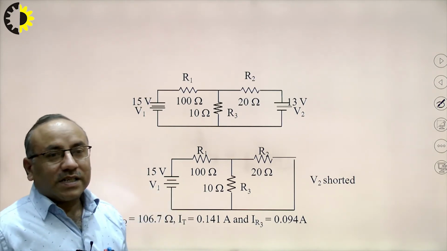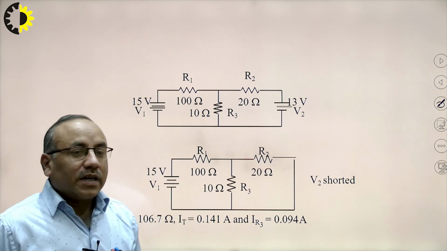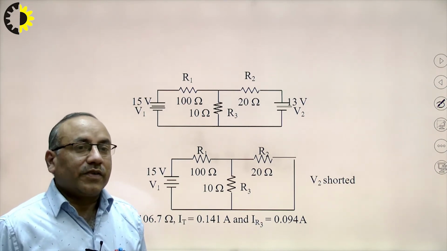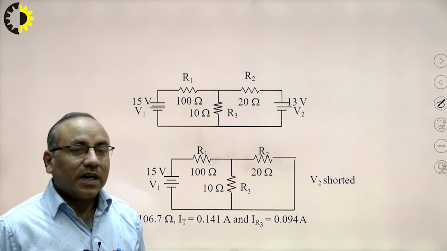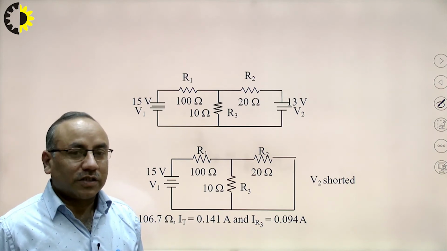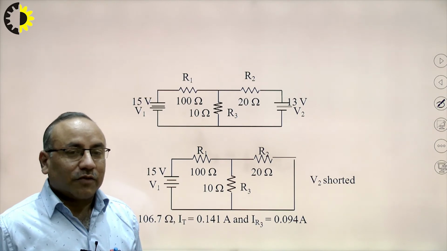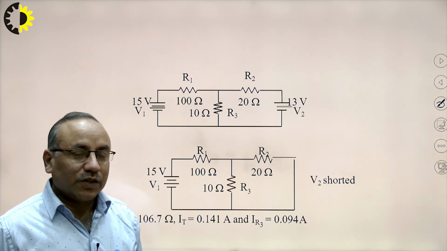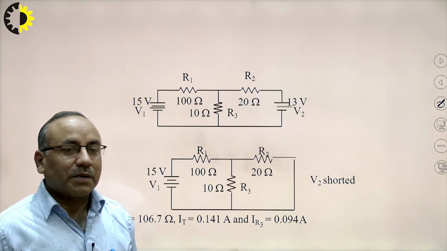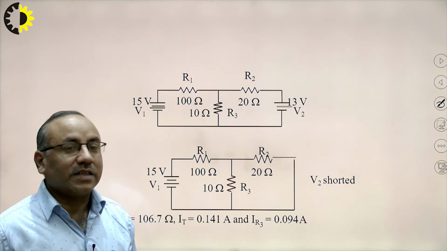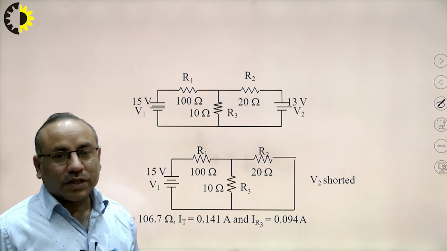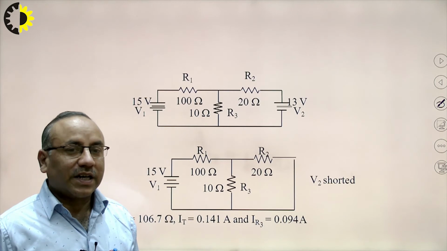So, in the first case, we consider the first voltage source of 15 volt, that is V1, and at the same time the second voltage source V2 is short circuited, so that the voltage of V2 becomes 0 and it will not be able to supply any energy or current in the circuit. The circuit is shown after short circuiting V2.